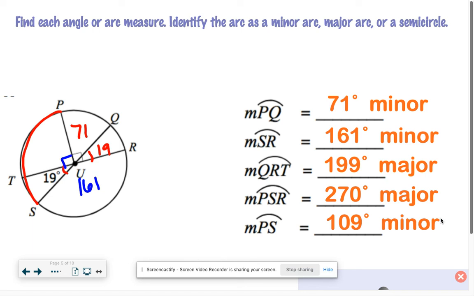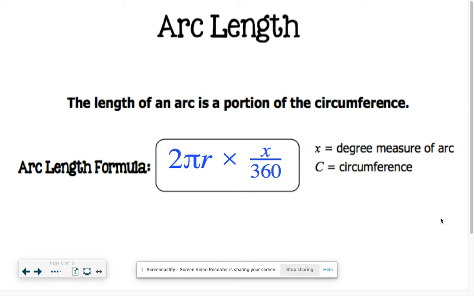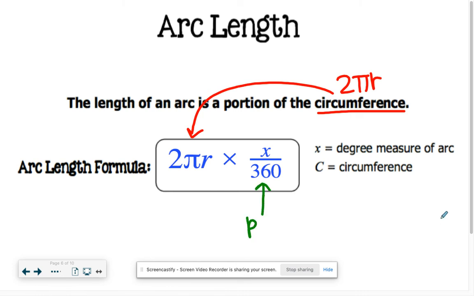And then the last thing that we can do with arcs is find their arc length. The length of an arc is a portion of the circumference. So here's our formula, but let's break it down so it makes sense for you. We know that the circumference formula is 2 pi r. So that's where this comes from, because that's my circumference. Now this piece here tells me the portion I want of my circle. So if we were given an arc of 27 degrees, we could find out its length because we plug in 27 there. That would give us the portion of the whole thing. So you take your circumference times the portion that you want.